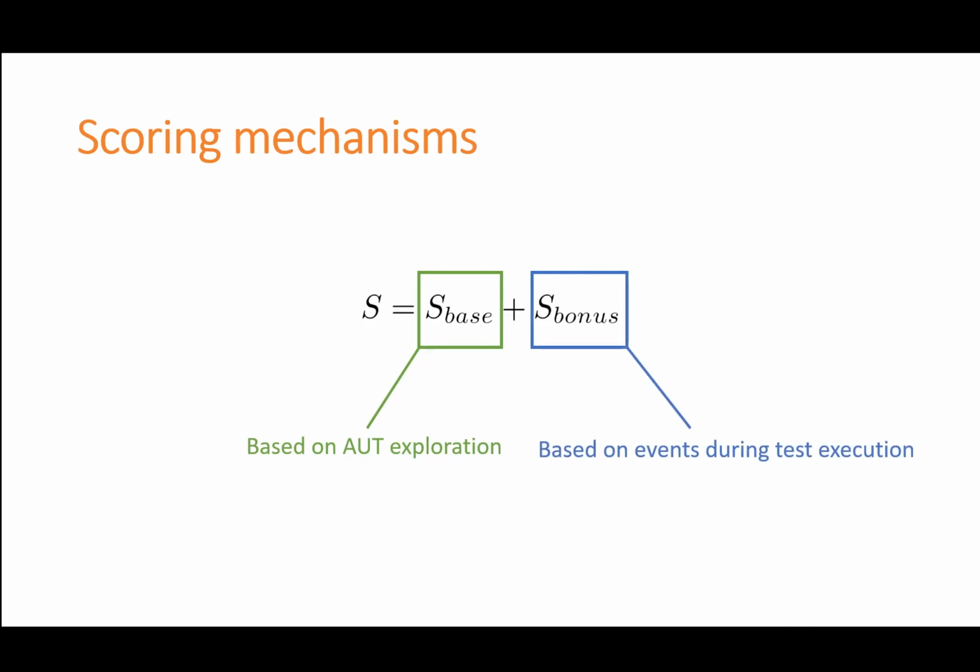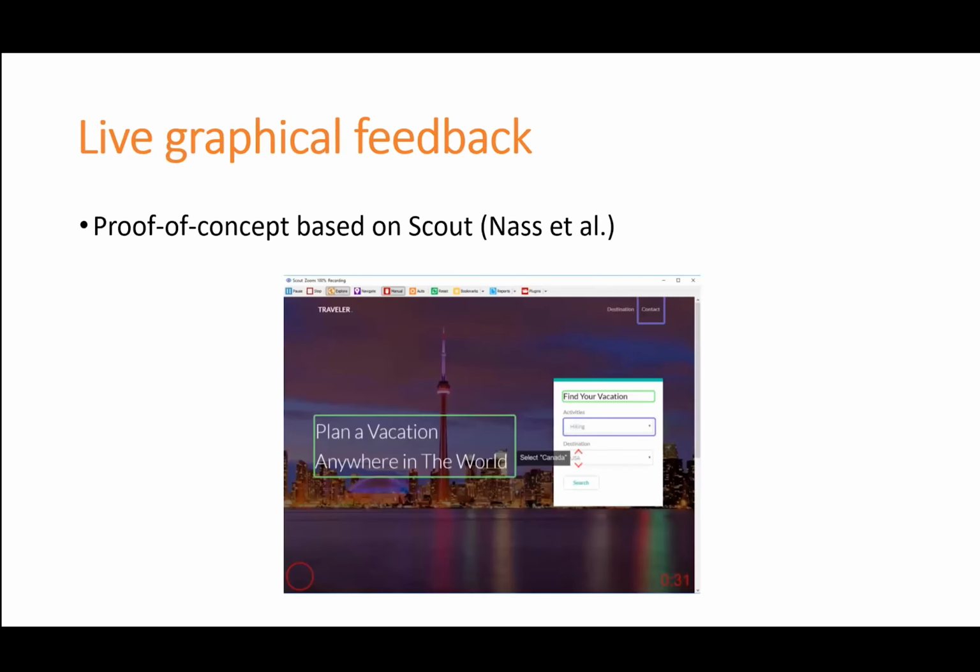And then we have a kind of bonus score, which is based on so-called events during test execution, which mainly are bug finding or finding injected mutants or whatever, so that we can measure the amount of attention that the tester has during the execution.